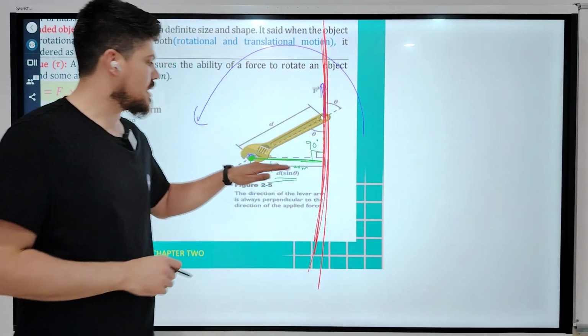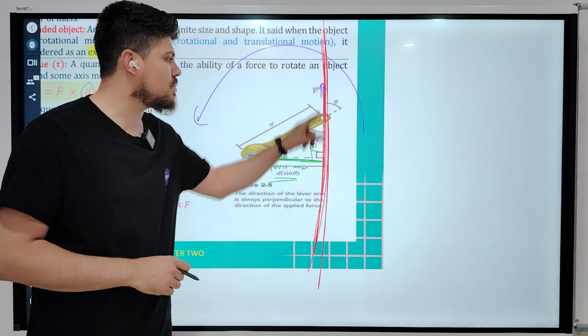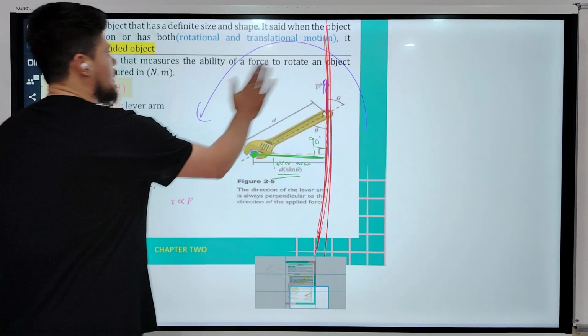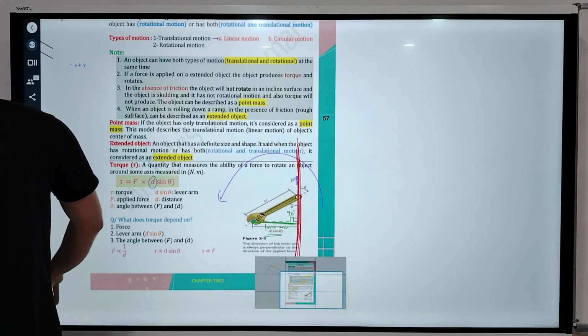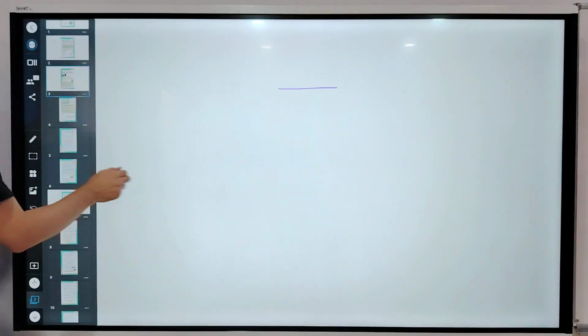Sometimes the students ask, they say, teacher, is the lever arm always perpendicular to the direction of the force? Yes, of course. Okay? Let's go to the next page. Okay.